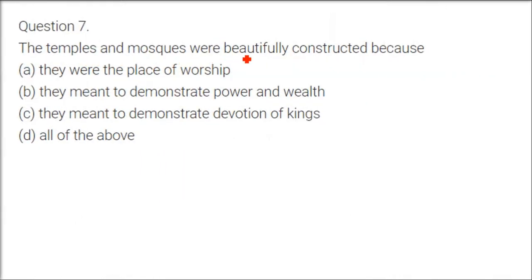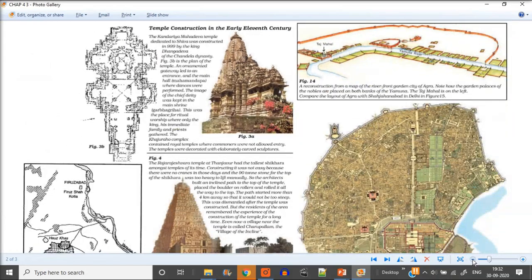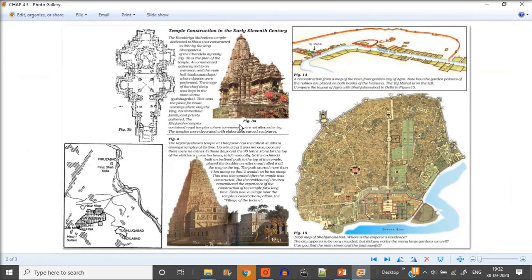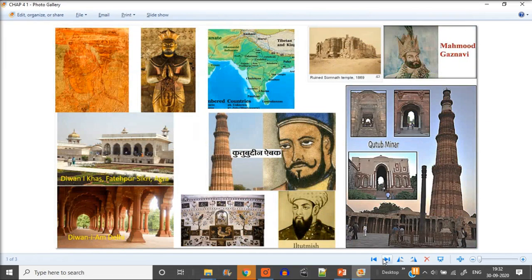The temples and mosques were beautifully constructed because at that time, when we are talking about 8 to 18 centuries, these mandirs, these temples and these masjids, actually these are tombs and maqbara, and these are temples. So at this time different mosques and masjids were being made, like Jama Masjid, etc. And this is Somnath Mandir.